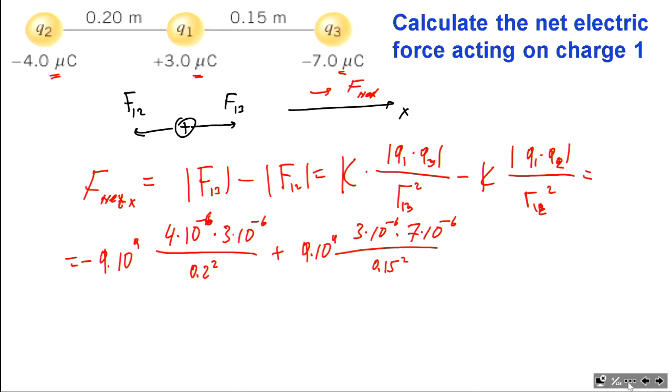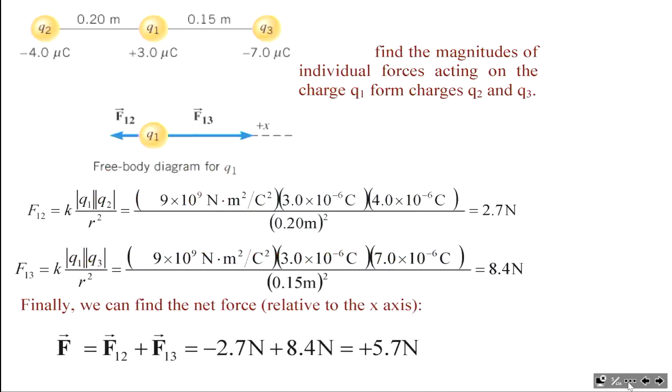And I believe I have the calculation finished, and the number is positive because the third charge is almost as close to the first as the second, but much stronger, almost twice stronger, so it exerts a stronger force of attraction. Any questions?